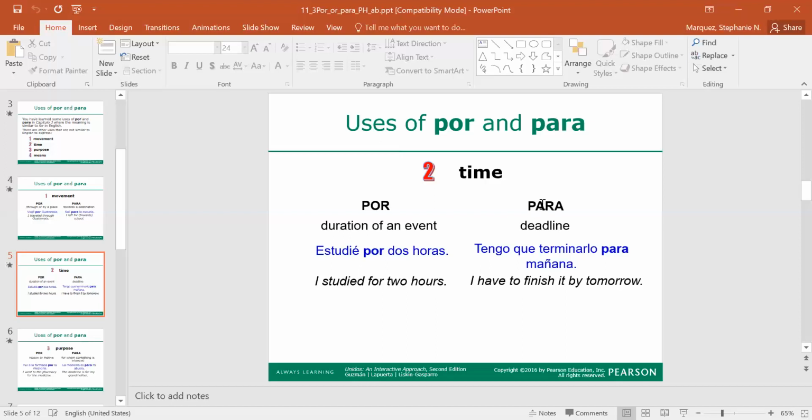When we think about para in terms of time, we use it for deadlines. So when something has to be done by a certain time, or if there's a deadline of a certain time. So like the graduation deadline, if we wanted to put that in a sentence, you would say something like, oh, I have to turn in the application for graduation by, or the deadline is a certain day, and we would have to use para. Remember, for deadlines, it says, tengo que terminarlo para mañana. I have to finish it by tomorrow. So this is para, not meaning for, but rather meaning by. So a deadline.